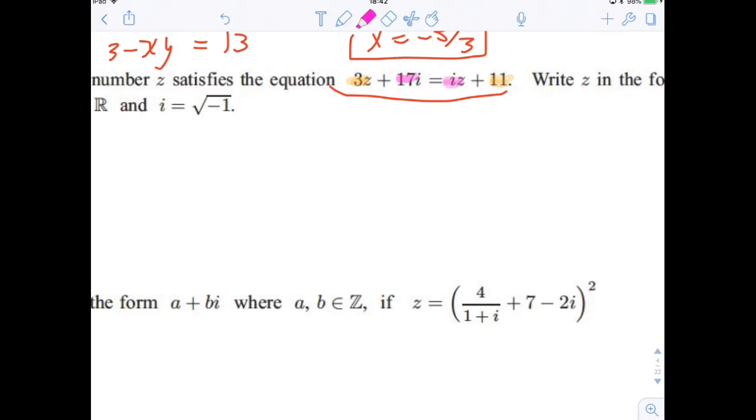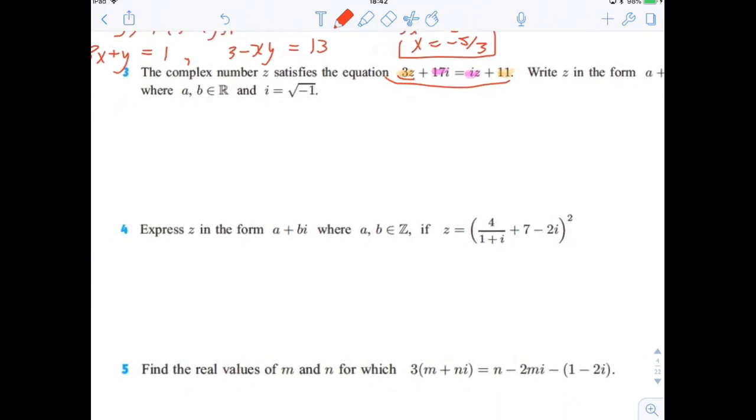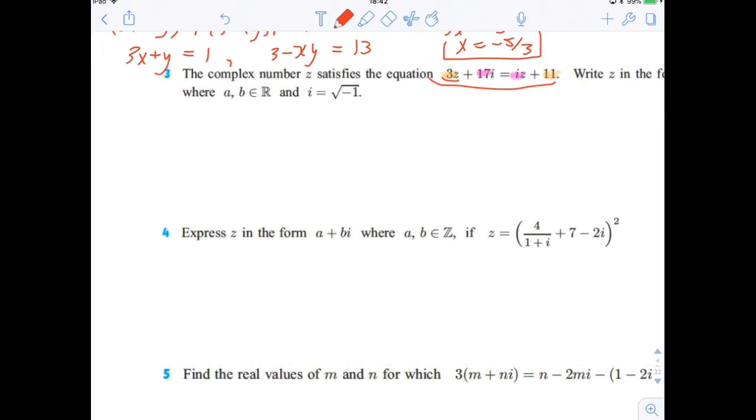So 3z is not an orange number. It is partially imaginary, it's partially real. So what we need to do is treat z like a variable, and we need to combine like terms and isolate z. So let's do that. So we have 3z minus, subtract iz from both sides so that we get iz together with 3z.